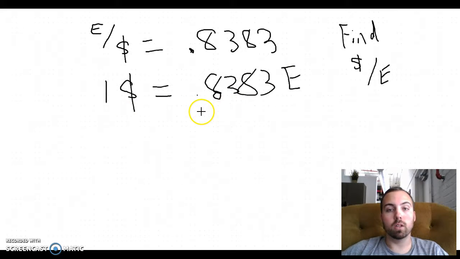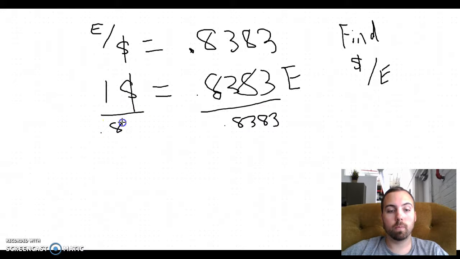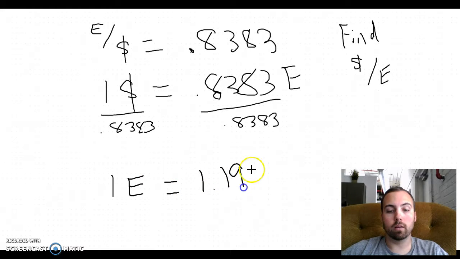Divide each side by 0.83. And what we have there will equal 1 euro equals $1.19. So as we see, 1 euro equals $1.19, and what we did was just divide each side to make the euro equal 1. So effectively, we have the conversion to what a euro is equal to in dollars.